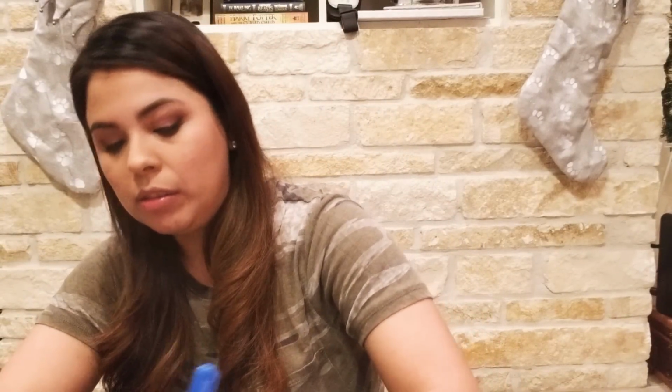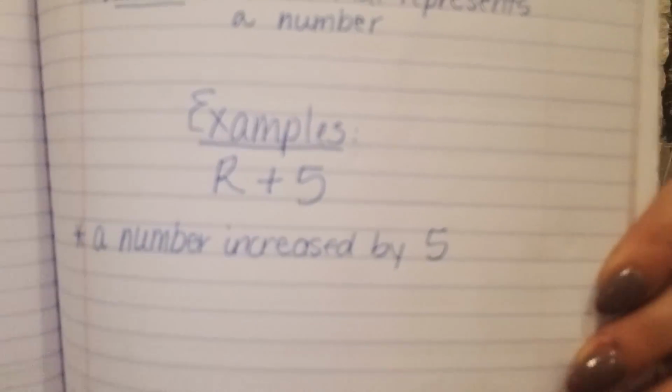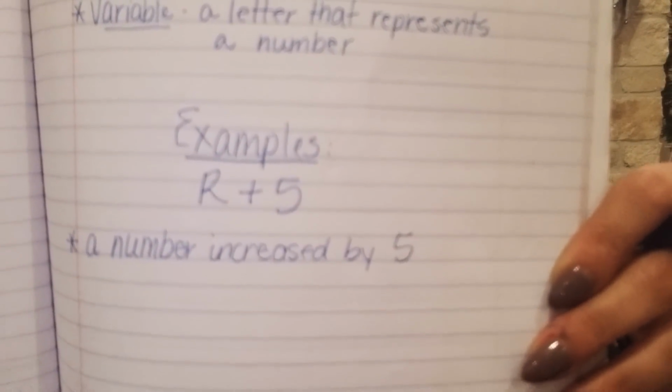So underneath here, I'm going to do a little star. A number increased by 5. The word increased implies addition here because I know that my number needs to go up. So a number increased by 5. Okay, so that explains it.